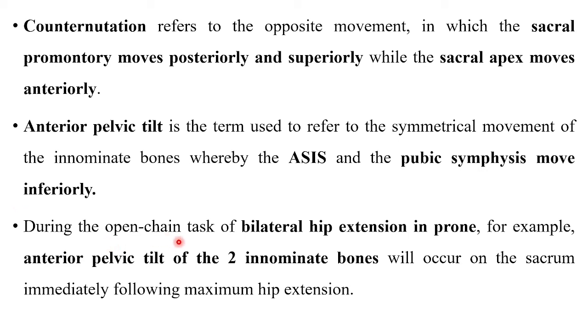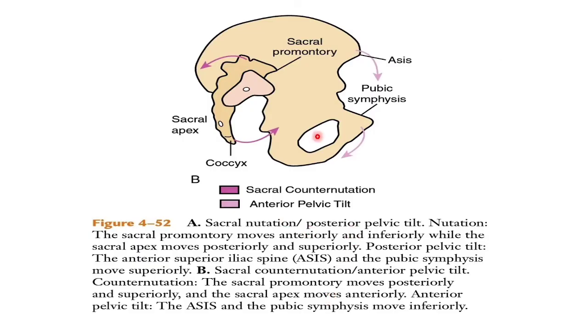During the open chain task of bilateral hip extension in prone, for example, anterior pelvic tilt of the two innominate bones will occur on the sacrum immediately following maximum hip extension. So this is what is happening during the hip extension. There will be anterior pelvic tilt happening during this hip extension, as well as sacral counter nutation occurring at the sacrum.